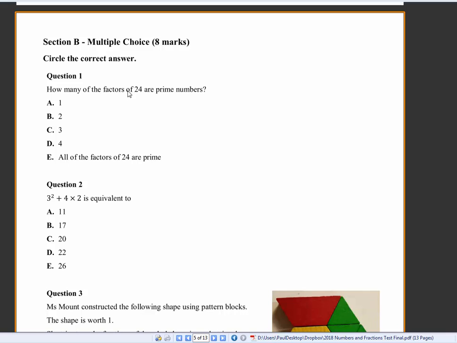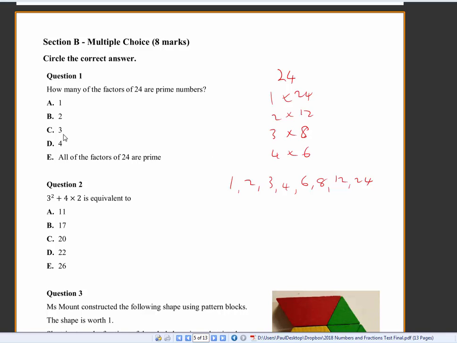Okay, how many of the factors of 24 are prime numbers? So let's consider the factors of 24. So 1 times 24, 2 times 12, 3 times 8, 4 times 6, and they're all the factors. So it's going to be 1, 2, 3, 4, 6, 8, 12, and 24.